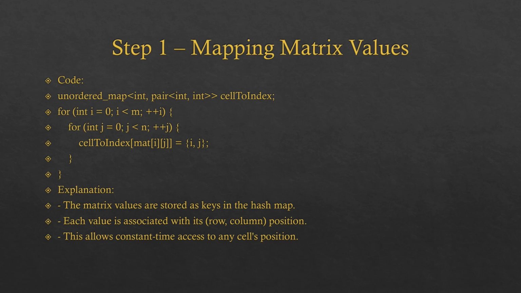Let's dive into the first step. We need to map each matrix value to its corresponding row and column position. For this, we use an unordered map. In this code, we loop through all the elements of the matrix and store each value with its row and column index. This allows us to quickly access the row and column of any cell during the painting process.